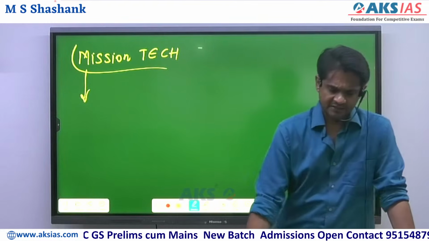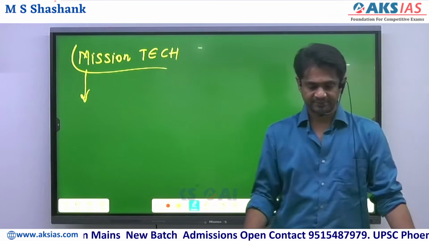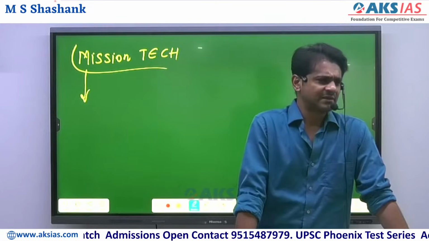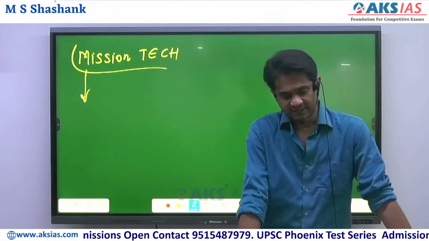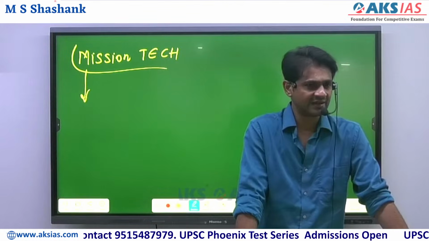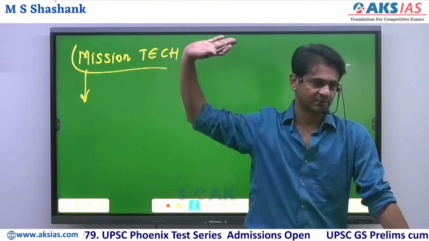Then skills and human resources. Skills and human resources means simple. For some it will be scientists, for some it will be engineers, for some it will be startups, for some it will be technicians, for some it will be field level capacity. But definitely write one point on skills and human resources.